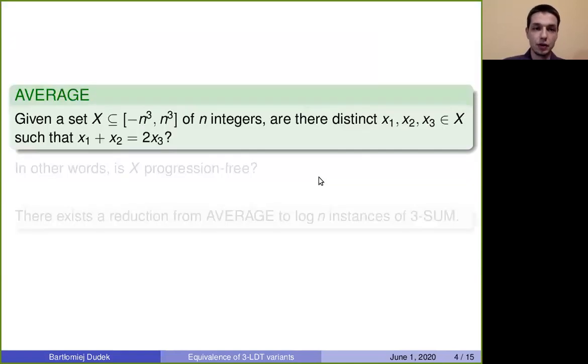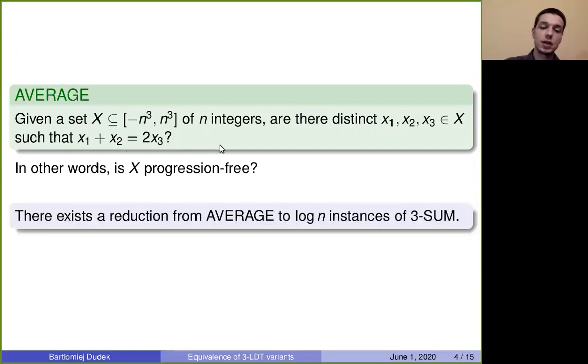So that was the background. Now let me introduce a problem which is related to free-sum, namely average. In this problem, we are also given a set of n integers, and we need to answer if there are distinct elements such that the sum of two numbers is twice the third number. In other words, we need to check if the set X is progression free, because this equation says that the three elements form an arithmetic progression.